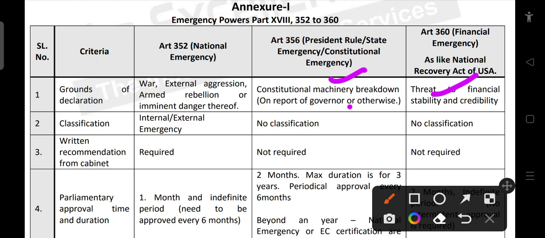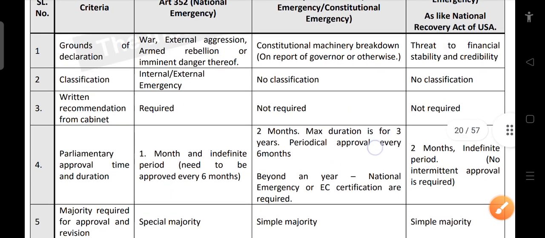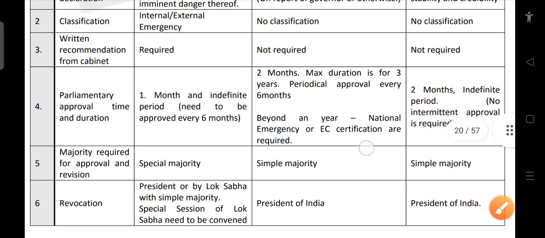Classification: it's classified into internal and external for national emergency, and here there is no classification in these two. Written recommendation from the cabinet is required for national emergency but it's not required in case of President's rule and financial emergency. Now parliamentary approval time and duration.